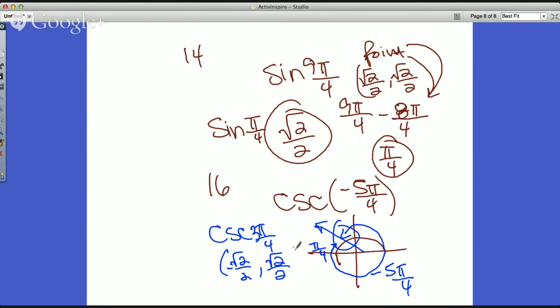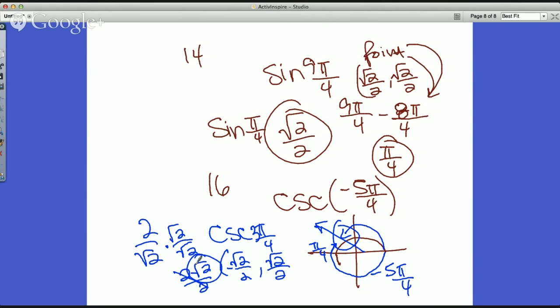So cosecant is related with sine. I take the reciprocal of this to get 2 over square root of 2 as my answer. I'll multiply the top and bottom by square root of 2 to get 2 square roots of 2 over 2, divided out. My answer would just be square root of 2. All right, so hopefully you're tracking on that. Hopefully you're doing that appropriately and doing it the right way.